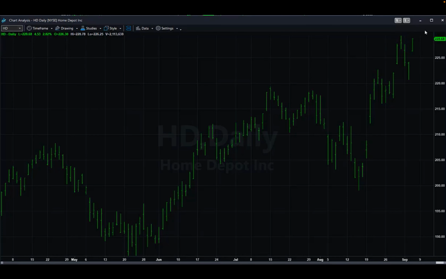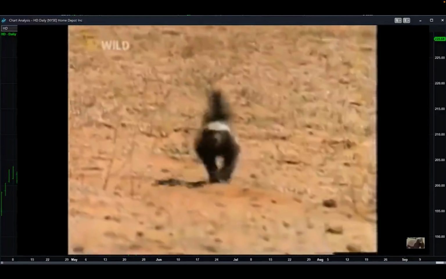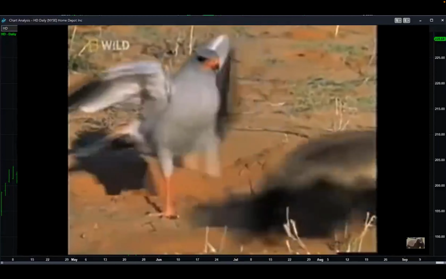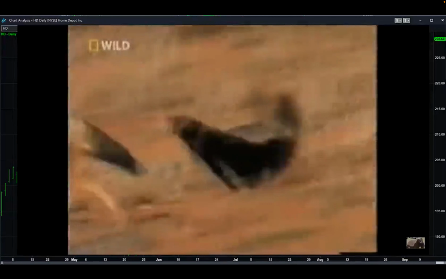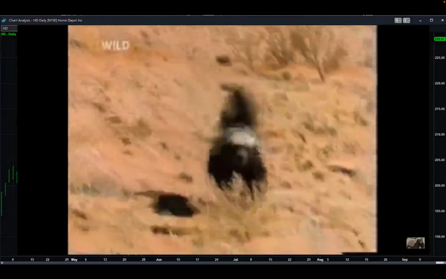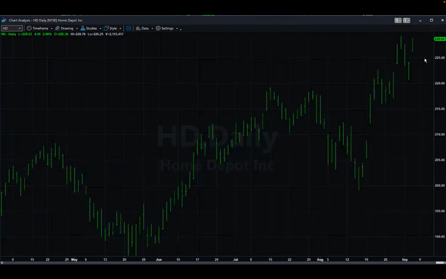This is what I like to refer to as a honey badger. Honey badgers don't care about anything. If you've ever seen a video of honey badgers in the wild, they could have elephants around them, snakes coming at them, tigers, and they just walk around like they don't have a care in the world. Honey badger don't care. And that's kind of Home Depot. Home Depot doesn't care what the market's doing. It's just going to go and go and go. And that's what it's been doing.